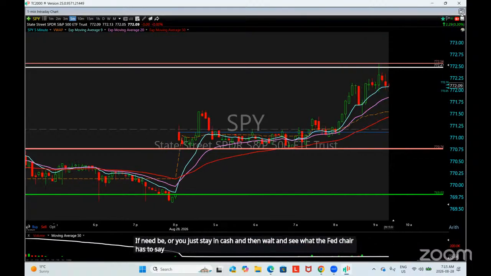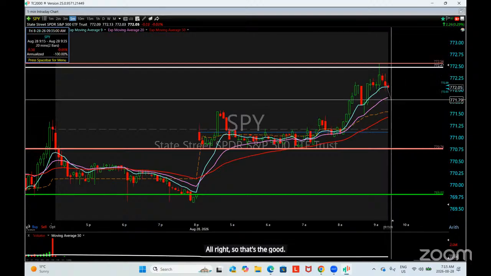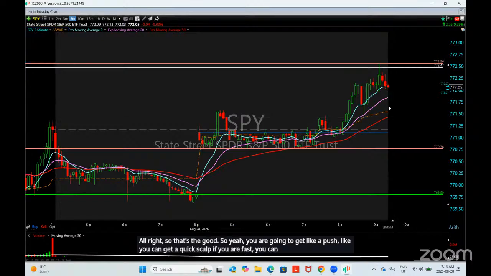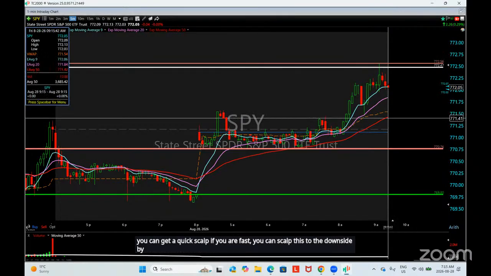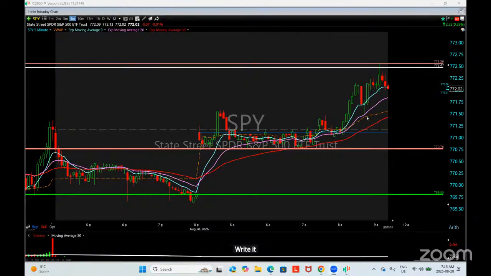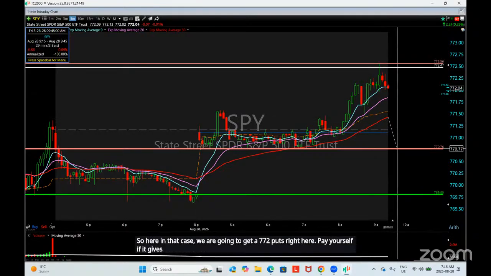Okay. All right. So here you can get a push, a quick scalp. If you are fast, you can scalp this to the downside, buy put options, scalp it into this area. If it gives you follow through, great. If not, then you can hold it and ride it to the downside. So in that case, we are going to get 772 puts, write it here, pay yourself. If it gives you follow through, you take another profit here.